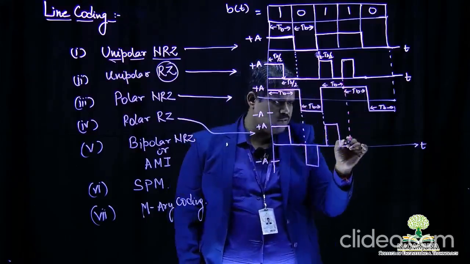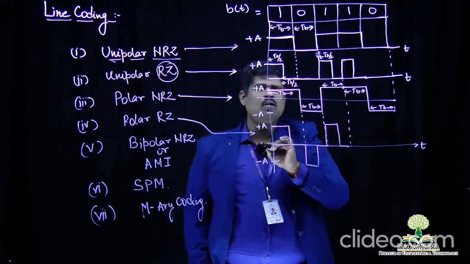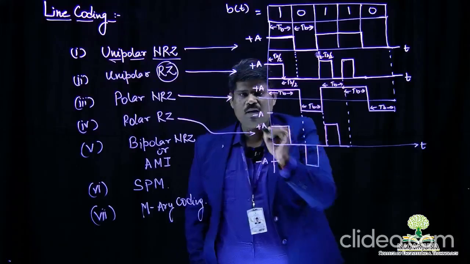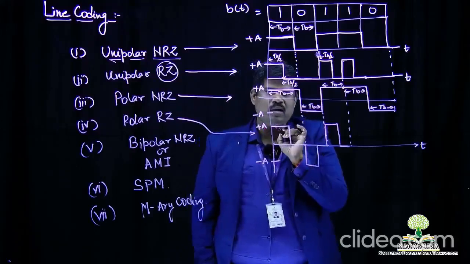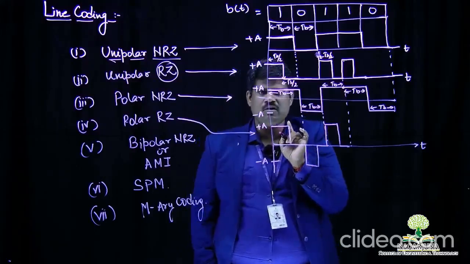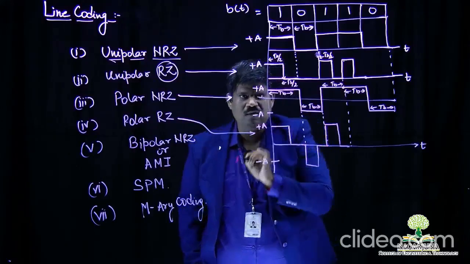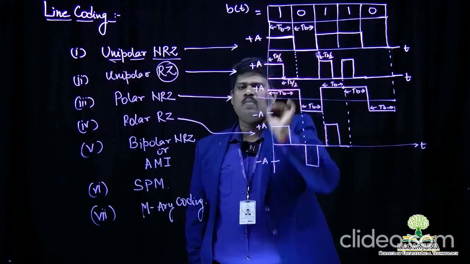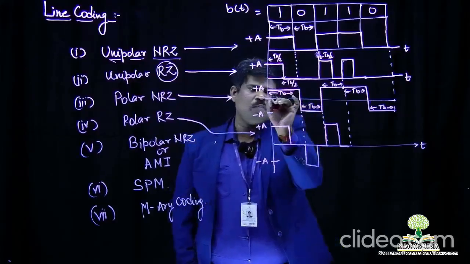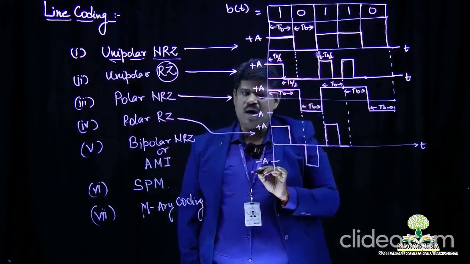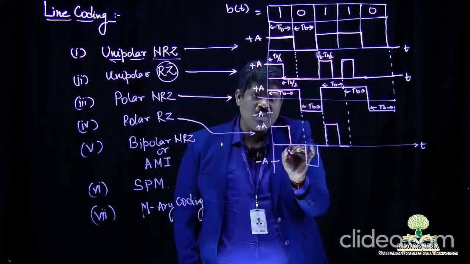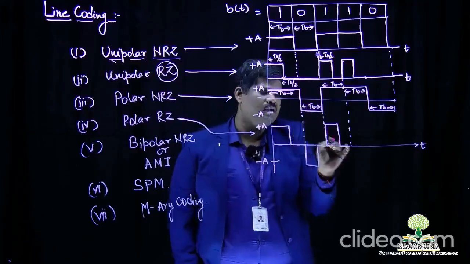So we'll follow the same. It's very simple. No need to learn any technique. You have to focus on the nomenclature, because everything is mentioned in it. If it is polar, both polarities will be there. If it is unipolar, only one polarity will be there. If it is NRZ, your pulse will be high for the whole bit interval. If it is RZ, your pulse will be high only for half of the bit interval, and for the remaining half it will return to 0.